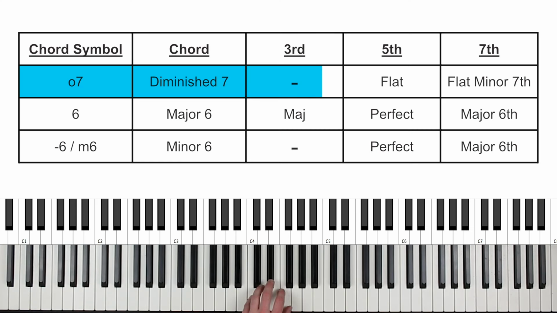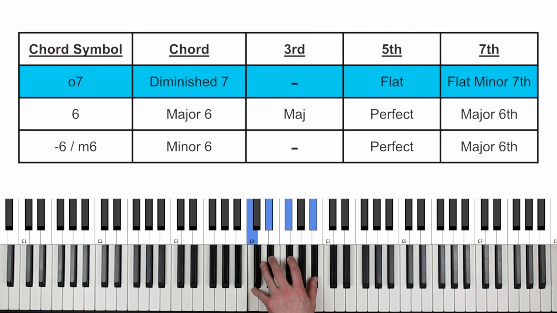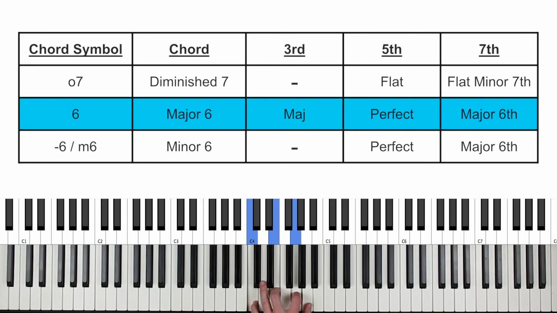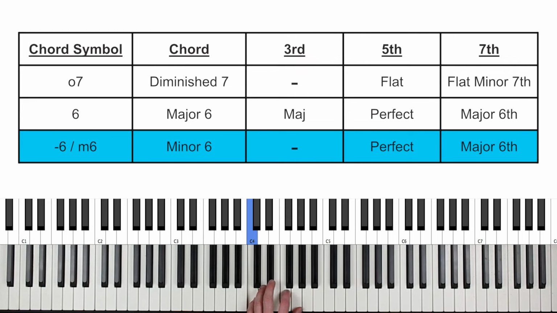Diminished sevens have a minor third, a flattened fifth, so we'll lower our fifth by one semitone, and a flattened minor seventh, so we'll lower the minor seventh by a semitone as well. For the major six and minor six chords, we need to learn a new interval, the major sixth. The major sixth is 9 semitones above the root, and we find it by jumping up to the root an octave above and then counting down 3. Major six chords have a major third, a fifth, and a major sixth, and minor six chords have a minor third, a fifth, and a minor sixth.